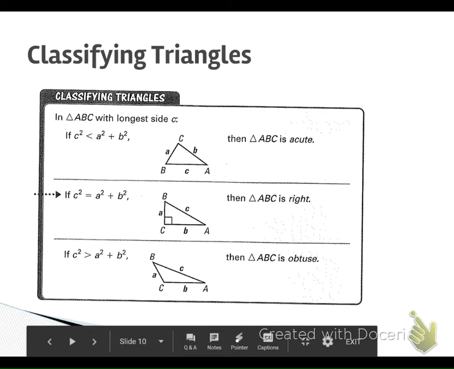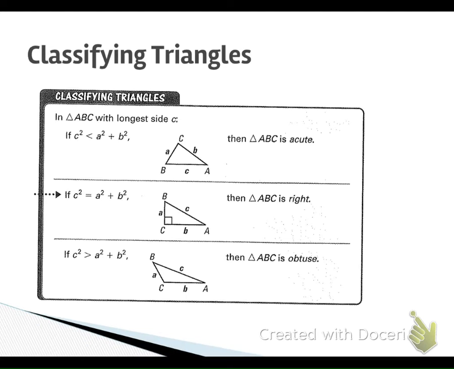Yeah, Randall? So this is what you took yesterday. Again, I'm just going to highlight the important parts. So we're looking at comparing c squared and a squared plus b squared. If c squared is less than a squared plus b squared, we see it's acute. If c squared equals a squared plus b squared, we see it's right. And if c squared is greater than a squared plus b squared, we see it's obtuse. So you had this yesterday. I just wanted to remind you.